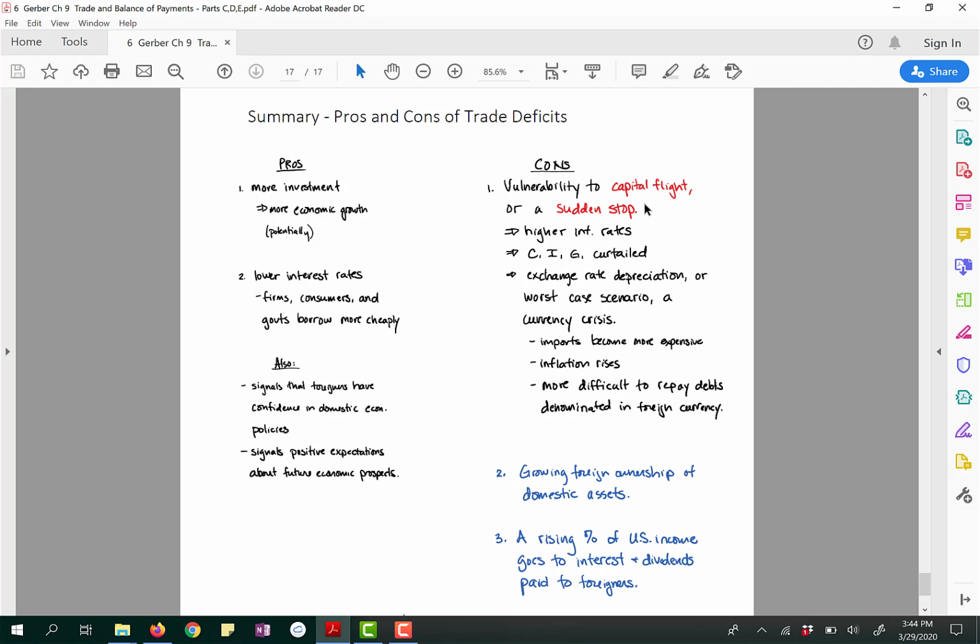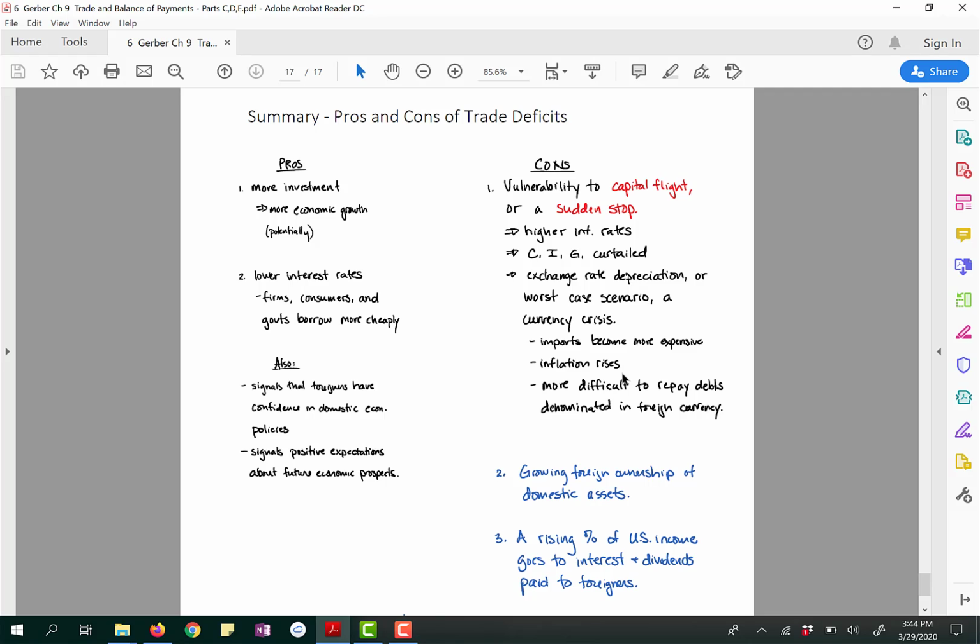The big downside, a large current account deficit is a definite vulnerability to capital flight or a sudden stop in foreign financing. And we've talked through those negative effects that come from capital flight. And the fact that it can also cause an exchange rate depreciation, or in a worst case scenario, a currency crisis, which just means a drastic reduction in your exchange rate. A currency crisis is harmful because your imports suddenly get more expensive. It pushes up inflation in your economy.